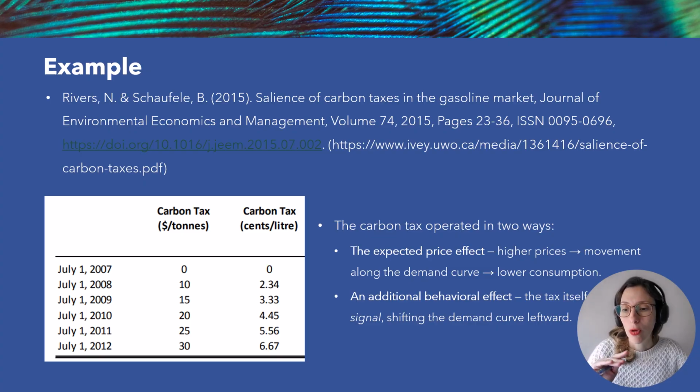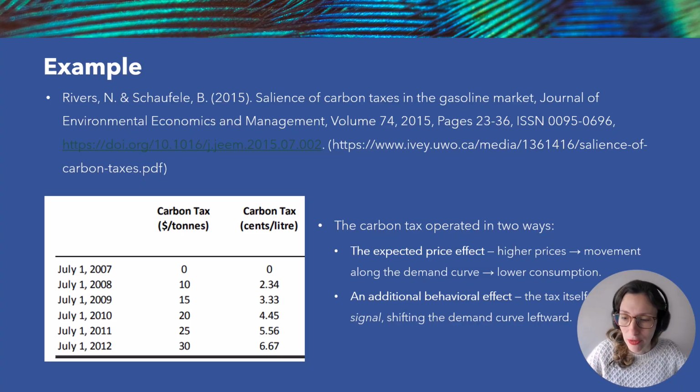So in the table you see here, the first column shows the carbon tax, and the second column shows the retail price faced by consumers. As expected, when the tax is imposed, the final price of gasoline increases. So consumers face a higher price and reduce consumption by moving along the demand curve. However, what the authors find is even more interesting.